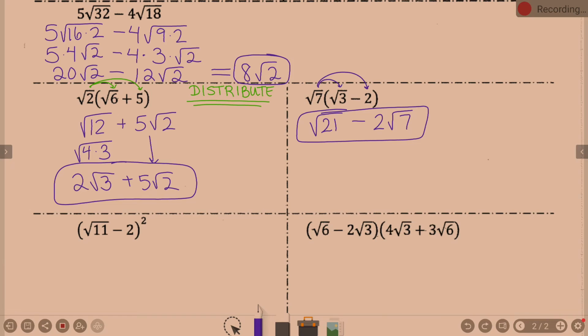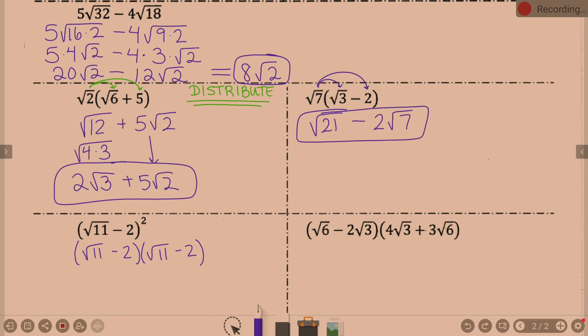Okay. One last topic, so to speak. Square root of 11 minus 2, quantity squared. Okay, so now to write the number twice since it's squared. The squared means we're doing square root of 11 minus 2 times square root of 11 minus 2. And I always encourage you to write those out side by side. How do I multiply? Distribute.